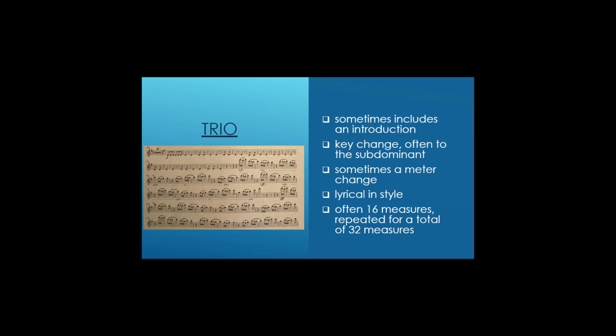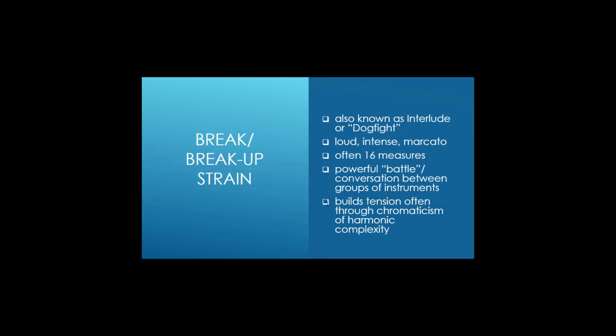That was the trio of Semper Fidelis. I said that wrong. Semper Fidelis. All right, the next part is called the break or break-up strain. It's also known as an interlude or a dogfight. It's loud, intense, marcato, usually 16 measures. It's going to sound like there's a powerful battle or conversation happening between groups of instruments. And it builds tension often through chromaticism of harmonic complexity. That's a lot of music jargon to say it uses chromatics usually.